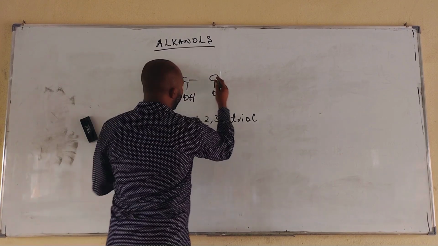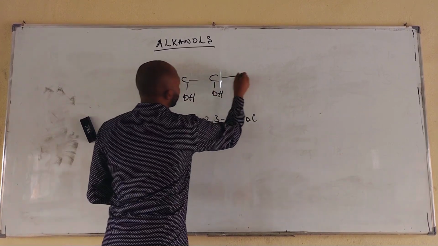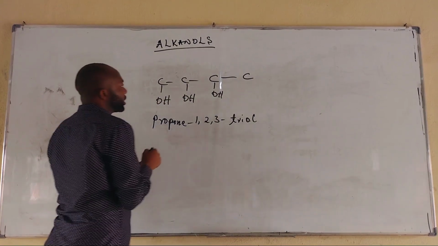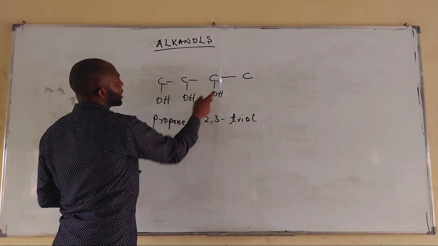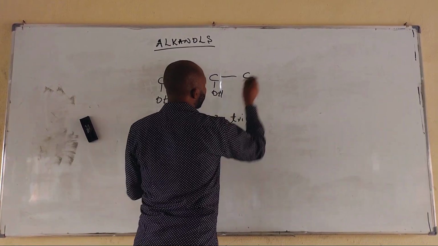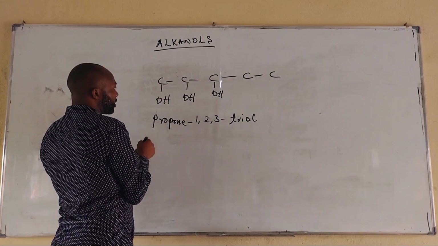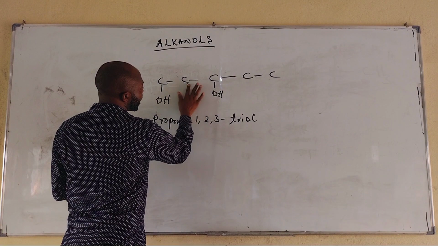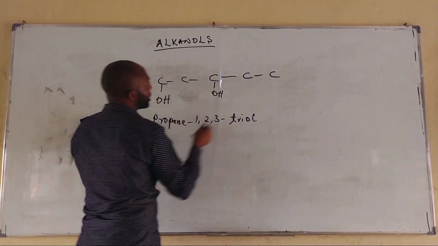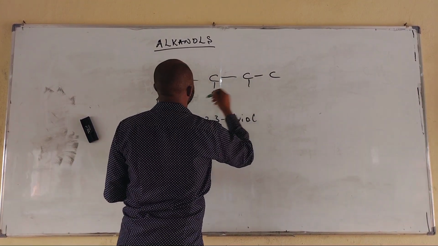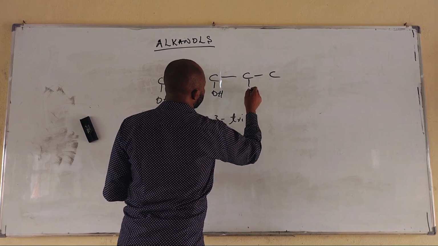And if I want to get another example, I can put my C here. This is butane 1, 2, 3 triol. If I put another one, pentane 1, 2, 3 triol. I can change the positions of the OH. So it can be here. Okay, let's take it here, OH.